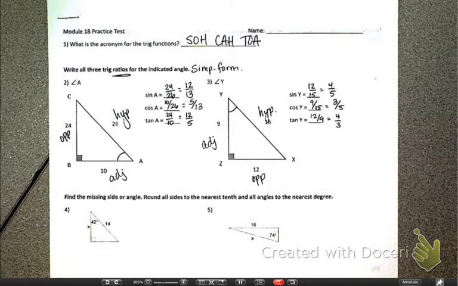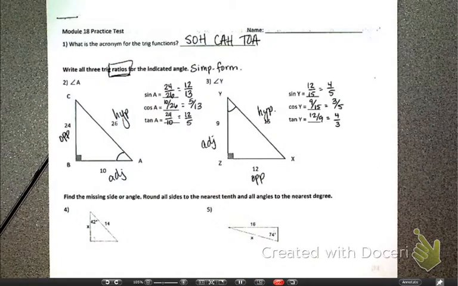Okay. So there'll be questions on your test just like this. Make sure you keep it as a ratio because this is where people mess up, and you write it in simplest radical form. Any questions on those first 2? No? Okay.